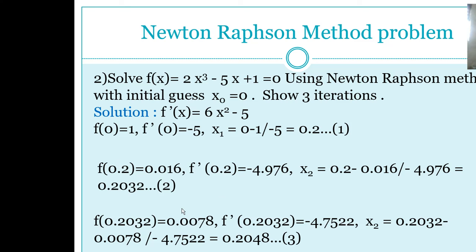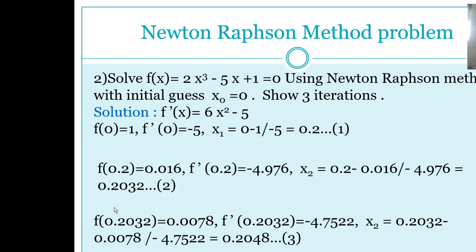Just for ensuring, if we put this value into the function again, the function value is now minus 0.0068. Now you can see at 0.2032 it is 0.0078, and at 0.2048 it is minus 0.0068. So the actual root lies between these two values, 0.2032 and 0.2048, possibly somewhere in between. So for further approximation we can easily say it is between these 2 points, and we can take it as 0.204.